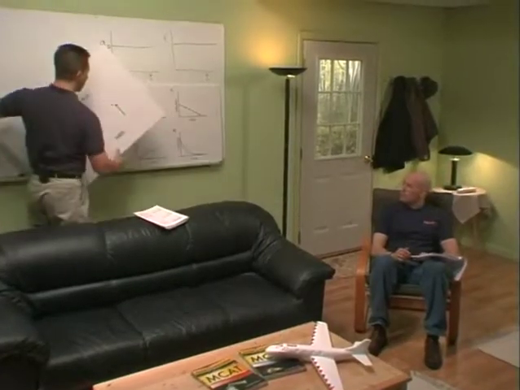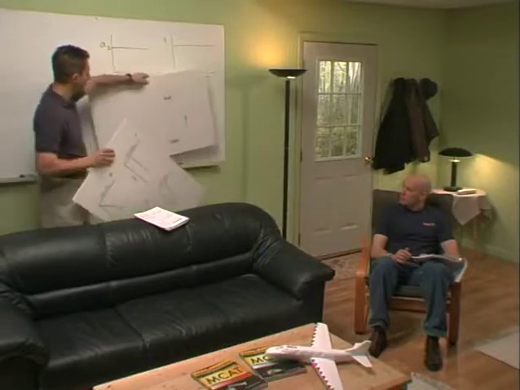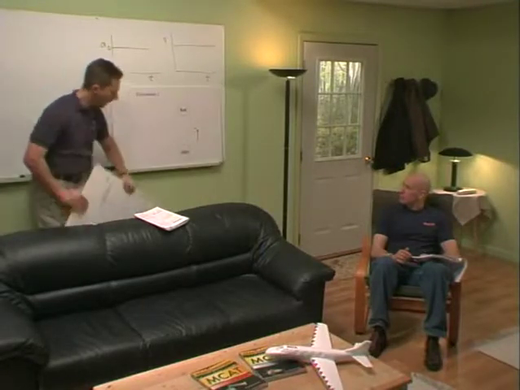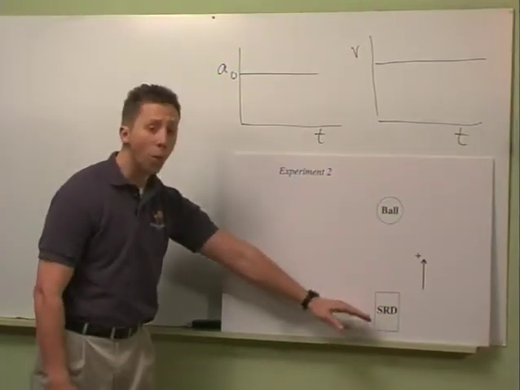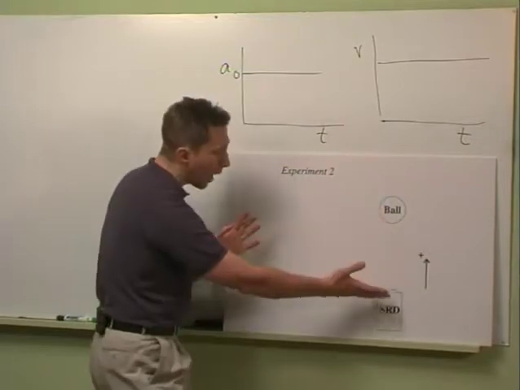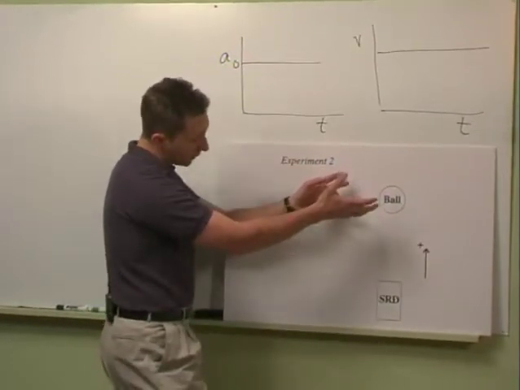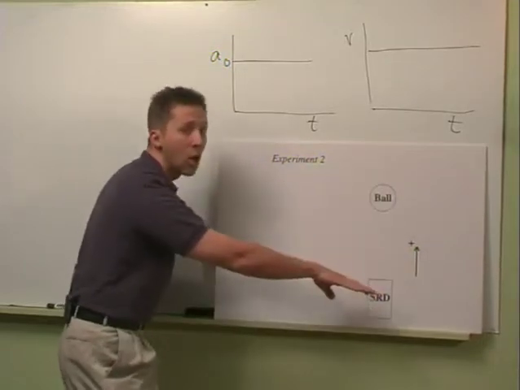So let's go ahead and take a look at experiment two. This will take both those off. Put experiment two up here. Now we've got a slightly different thing happening. Now we've got a ball dropping towards our SRD. And what's going on is, obviously, as the ball is in space, it's being affected by the force due to gravity. So there's an acceleration on the ball.